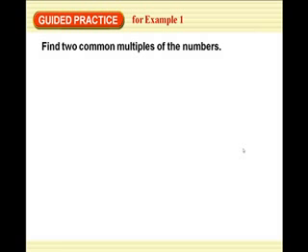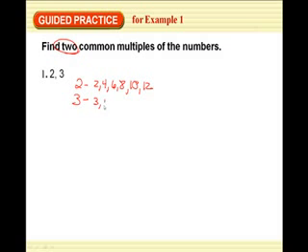So in the guided practice, find two common multiples of the numbers. Two of them. That's important right here in the instructions. So 2 and 3, and I usually just write them on top of each other, and I just start going by twos. 2, 4, 6, 8, 10, 12. And you do about 4, 5, 6 of them, then go to the next number. 3, 6, there's one that matches. 9, 12. So there's my first common multiple, there's my second common multiple. So the two common multiples are 6 and 12.